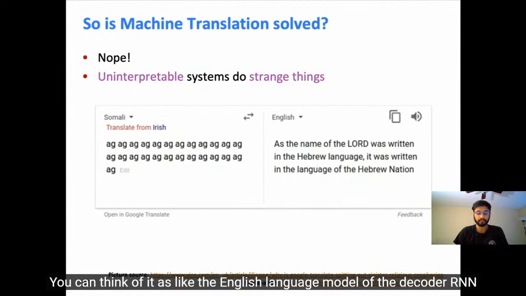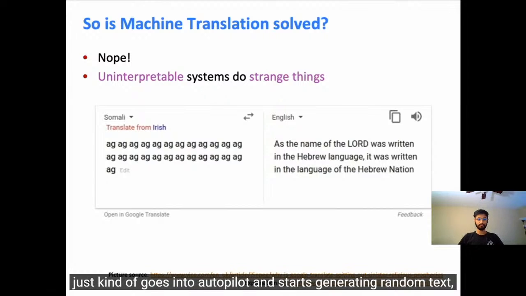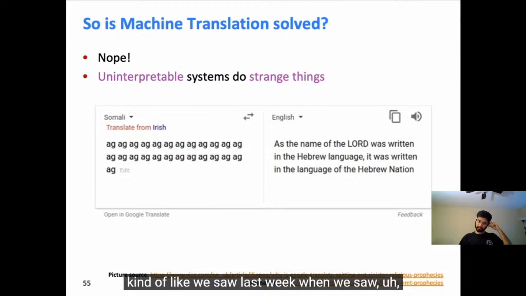You can think of it as like the English language model, the decoder RNN, just kind of goes into autopilot and starts generating random text. Kind of like we saw last week when we saw a language model trained on Obama speeches or Harry Potter would just generate text in that style. That's kind of what's happening here with the Bible, because we don't have any useful information from the sentence on the left.